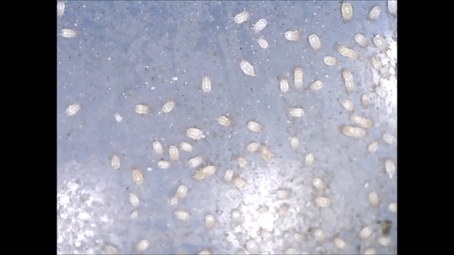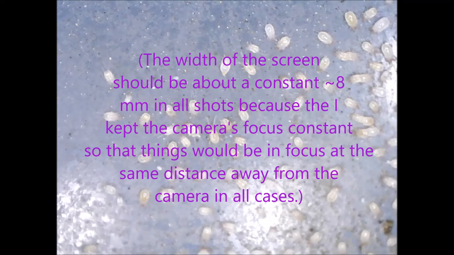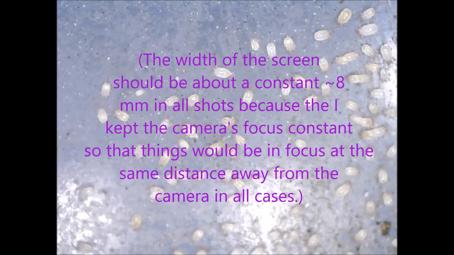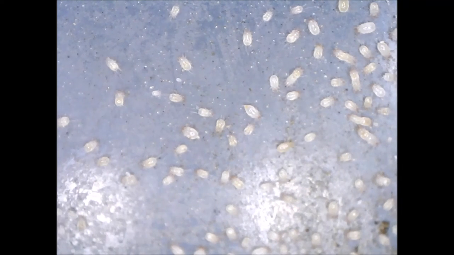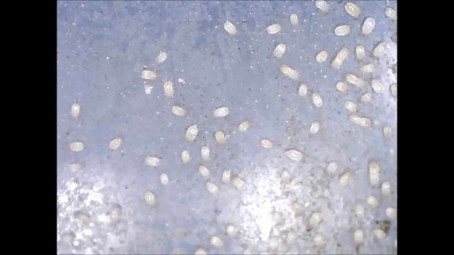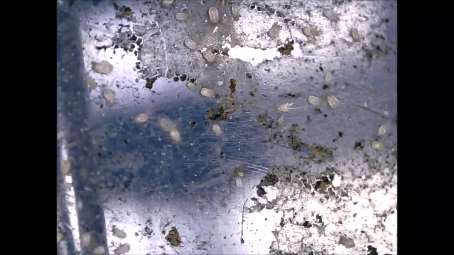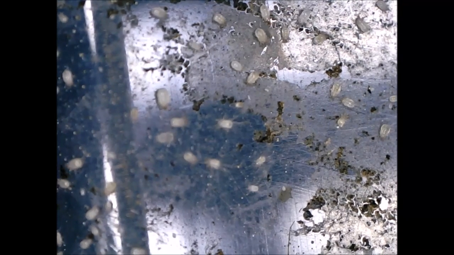As we saw before, the screen of this video is about 8 millimeters wide, so its area is probably about 8 by 8 or 64 square millimeters. And based on this video, there seem to be on the order of 64 mites in the shot, so that's roughly one mite per square millimeter, which is about 10 to the 10th mites per hectare.